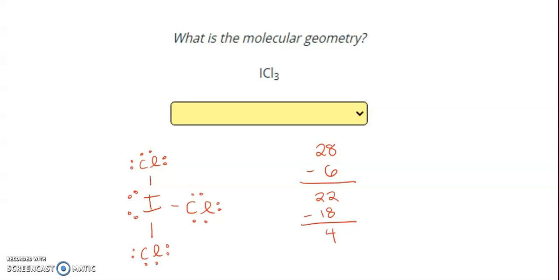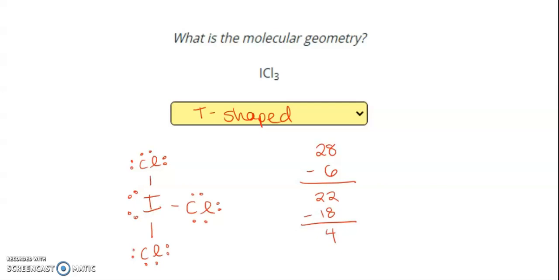This molecule has 5 electron domains. So I'm going to look at my list and figure out what this will be, and it is T-shaped. Those 2 unshared pairs push the other bonded atoms into a T shape. Remember that electrons are trying to push away from each other, and they're going to arrange themselves to minimize the repulsion between them. So that's how we end up with T-shaped.